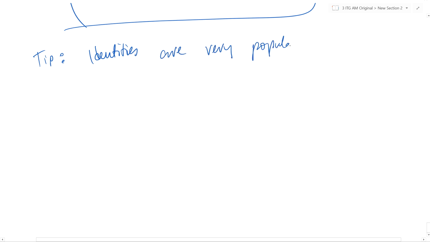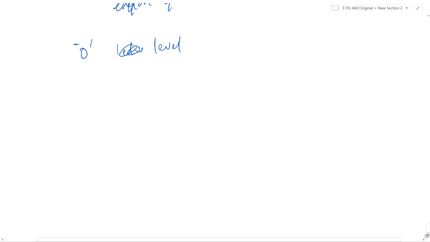Okay, any more questions from 9b? Okay, so tip for you. Identities are very popular exam questions. O level sure will have one. So is it the proving ones? I've never seen two before. Actually, it's just one. But sure. So O level now how many questions? I don't know, go and check with you guys. Okay, that's the end of the homework.